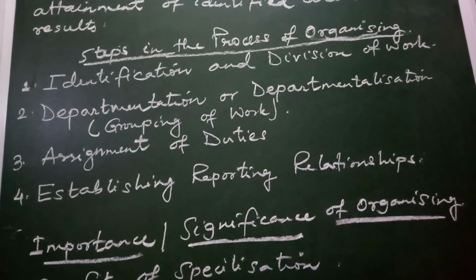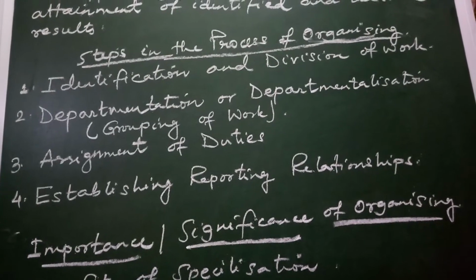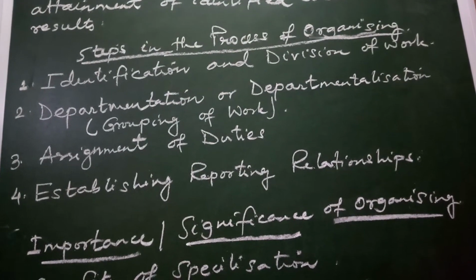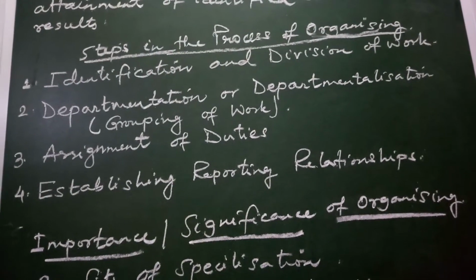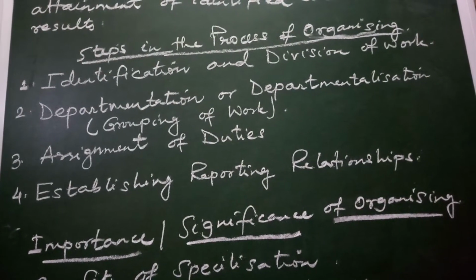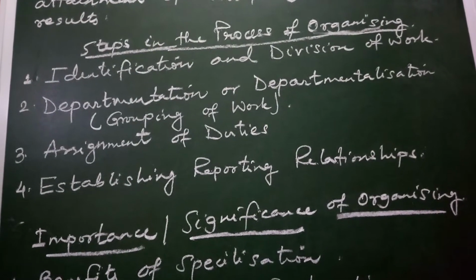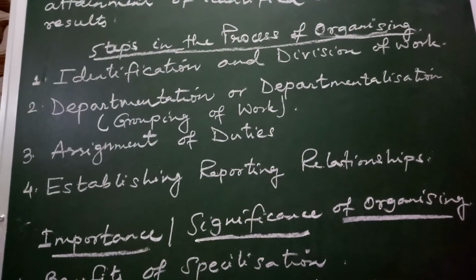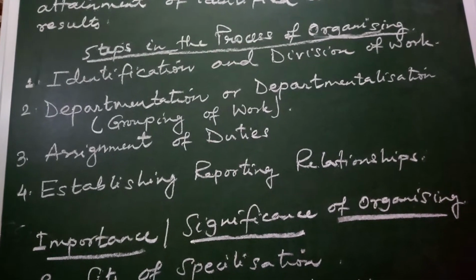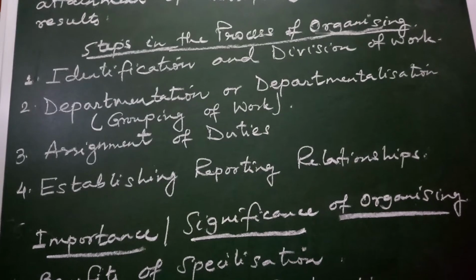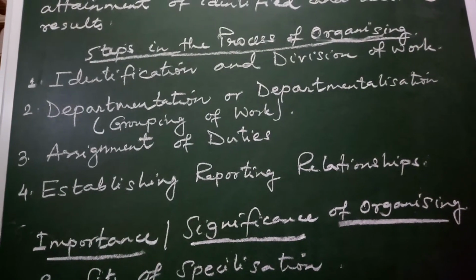Let us take an example. In banks, the total work is divided among different employees. The division of work also helps in specialization. It means the worker becomes an expert by doing a particular type of work, and the work is given to the worker as per qualification and capabilities. So division of work helps in achieving goals.